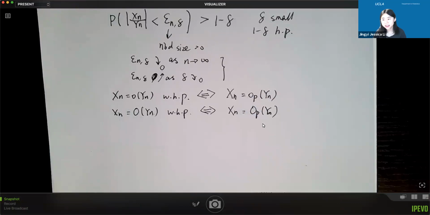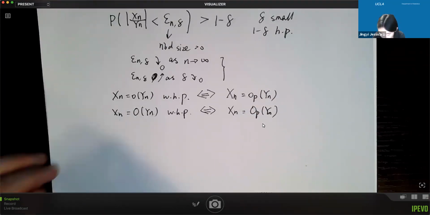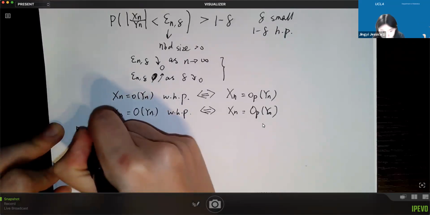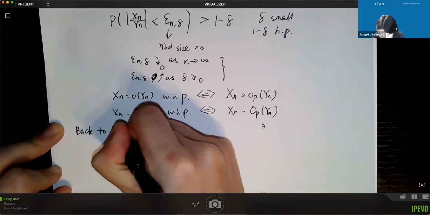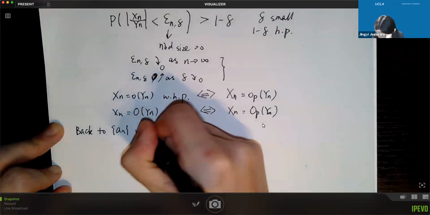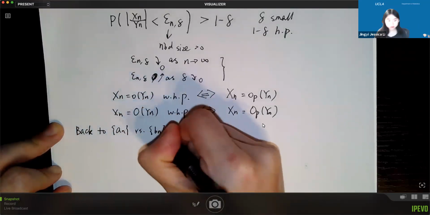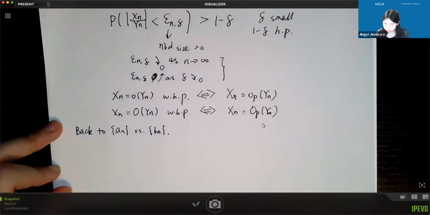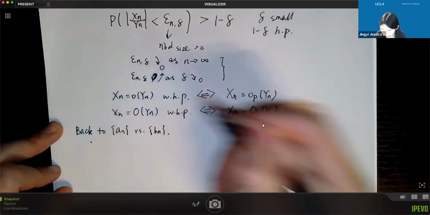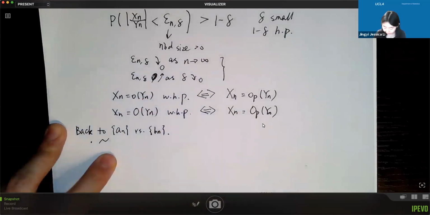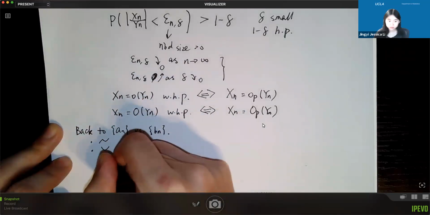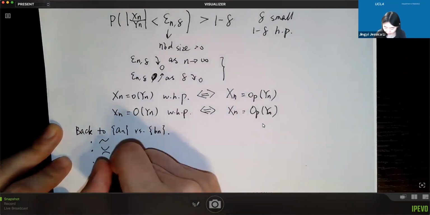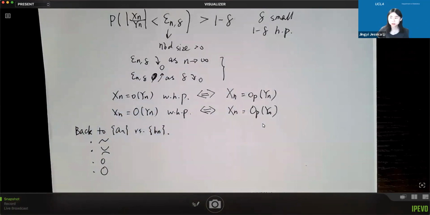Okay. And now let's come back to the relationships between two fixed sequences. So still back to this an and bn. If you recall, in our last lecture, we talked about these relationships: asymptotic equivalence, same order, and small o and big O, right? We talked about those four things.